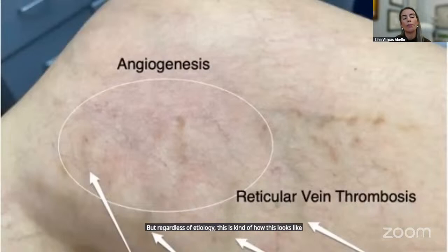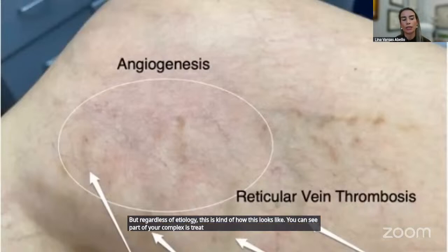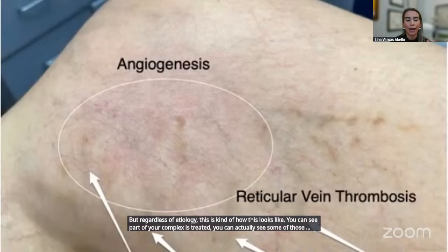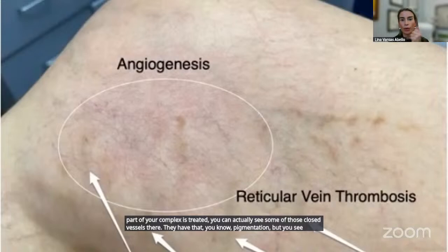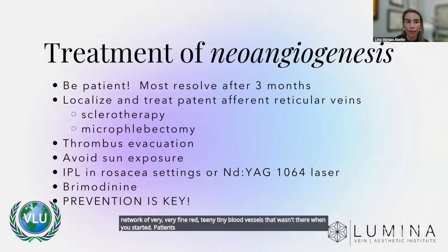You can see part of the complex is treated. You can actually see some of those closed vessels there. They have that pigmentation. But you see all of that network of very, very fine red, teeny tiny blood vessels that wasn't there when you started. Patients usually say, I didn't have any of this.